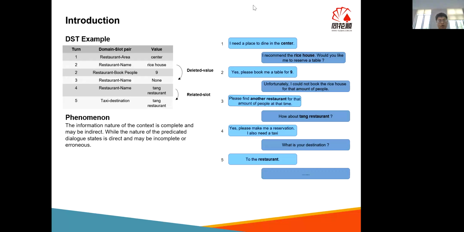From the dialogue above, we can see the information nature of the context and the dialogue states are quite different. The nature of the compositions is complete. However, sometimes it can be indirect. While the nature in the dialogue states is direct. However, when there is false prediction, it can be incomplete or even erroneous. Thus, the motivation of the paper is to find a method which can combine the advantage of the information nature between the context and the previous dialogue states for the DST task.